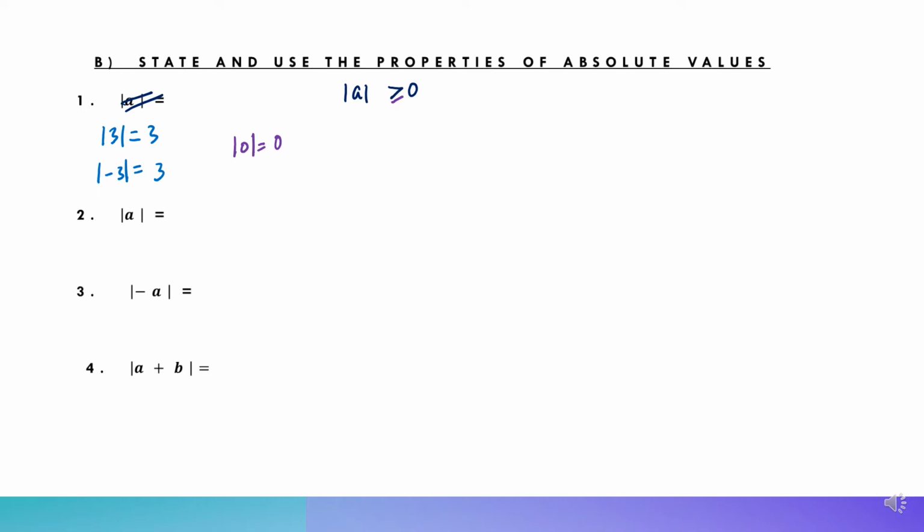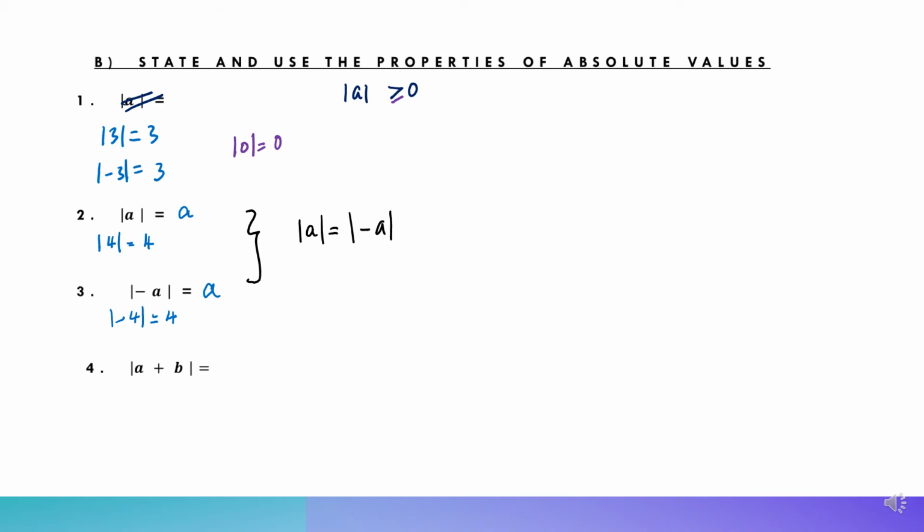Now for number 2, if I have modulus 4, this is equal to 4. So modulus A will be equal to A. For number 3, let's say I have modulus negative 4. Modulus negative 4 will also be 4. So in this case, modulus negative A will also be A. If we look at property number 2 and 3, I can make a conclusion: modulus A is equal to modulus negative A.